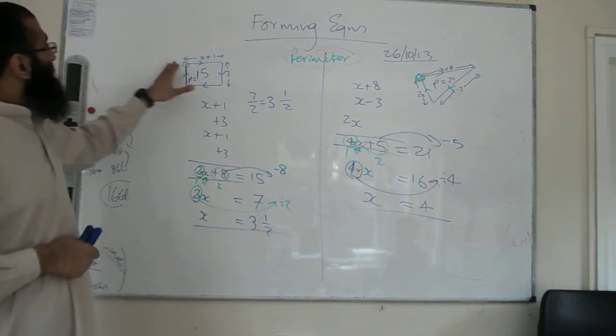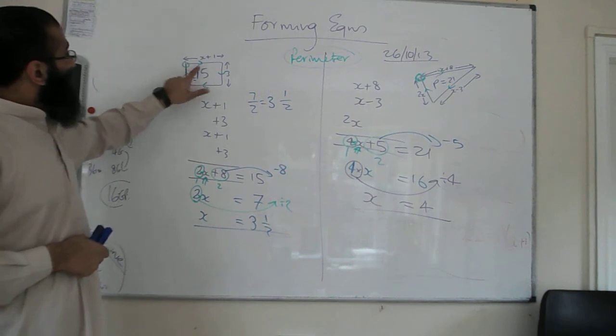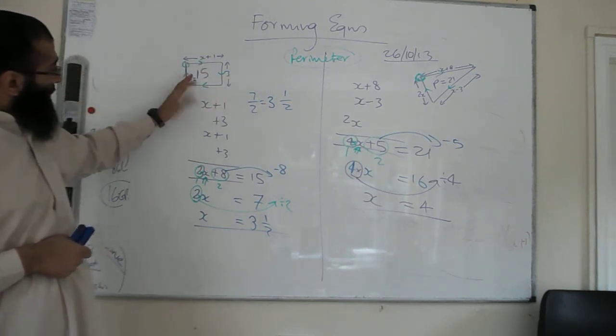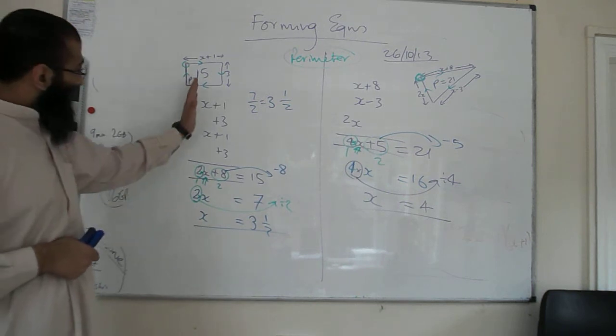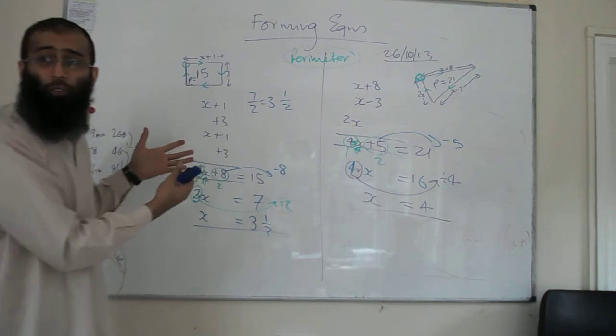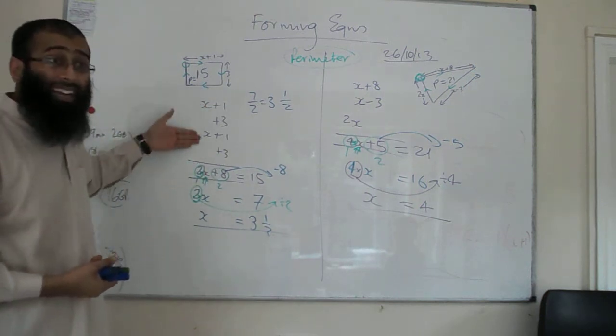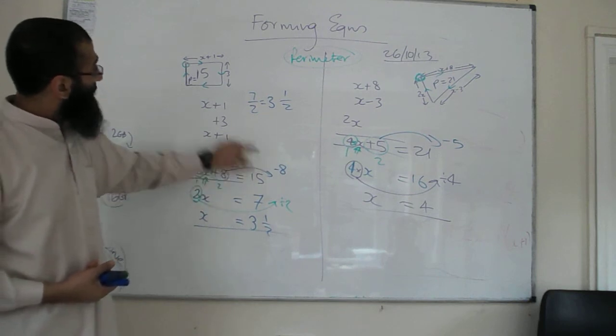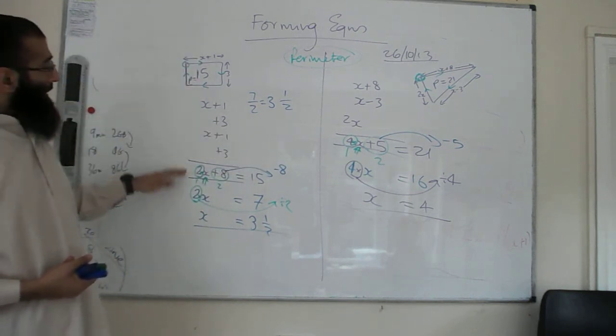So perimeter is the distance around the shape. So it's this length, this length, basically the same thing all over again. So we set it out in a column way, so the x's are in one column and the numbers are in one column, because that way it's easy for us each time to add them. We can see the x's straight away, see the numbers straight away, and then we have to equal it to the perimeter inside. And then we solve it.